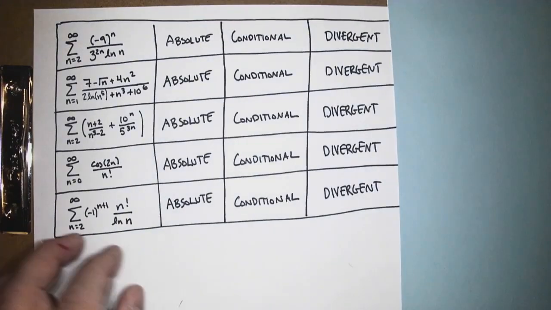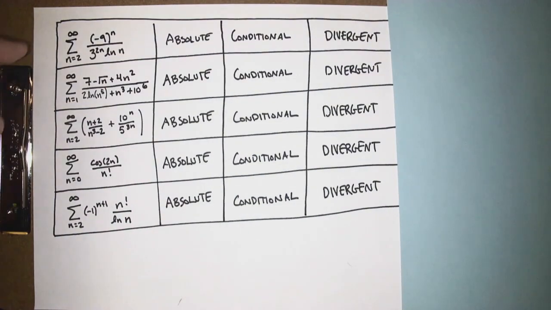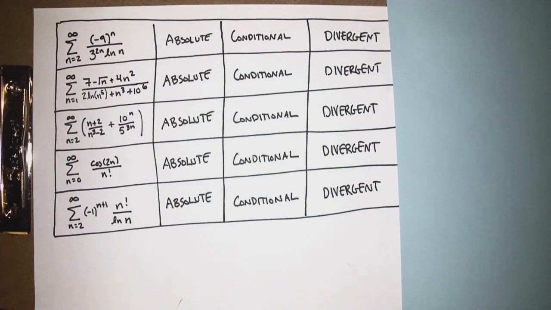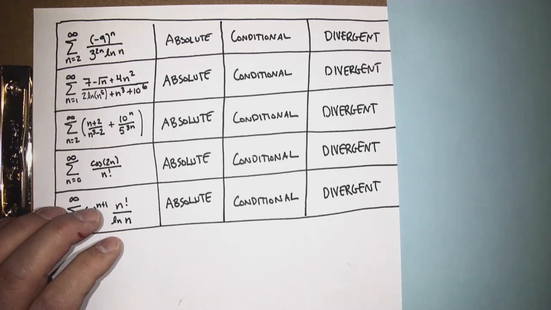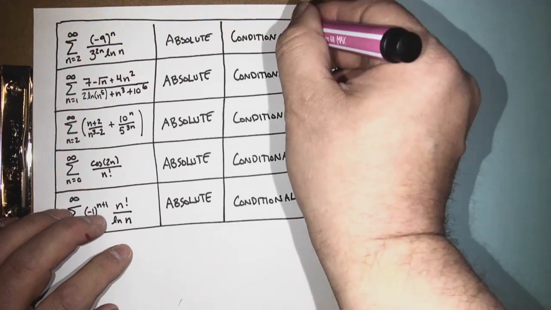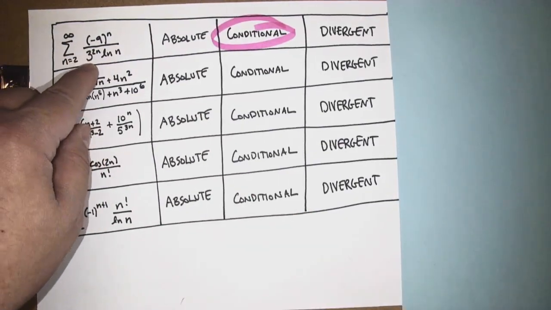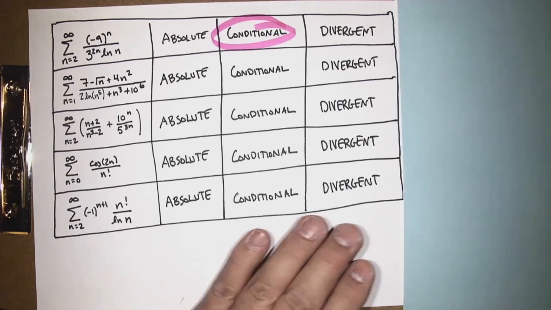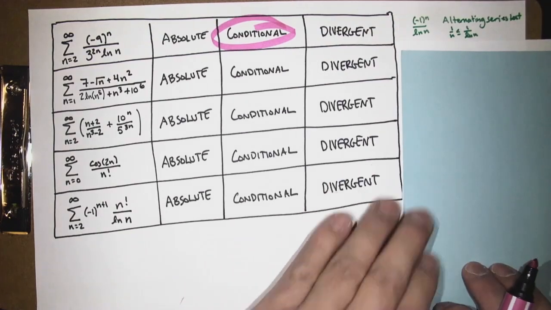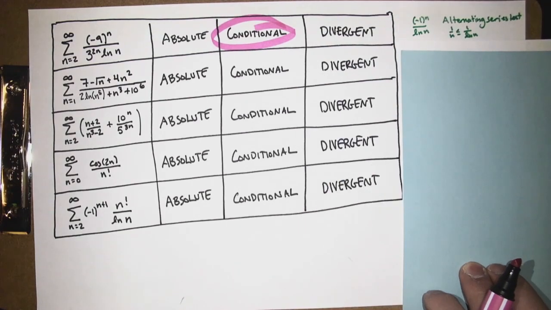Our last block. The first one, negative 9 to the n divided by 3 to the 2n log n. Absolute, conditional, or divergent? Conditional. The 9 to the n and the 3 to the 2n do what? They cancel. So it looks like negative 1 to the n over log n. It's alternating going to 0, so it converges, but 1 over log n diverges.